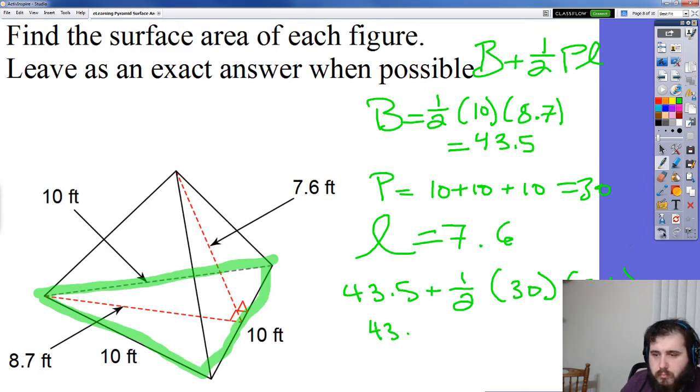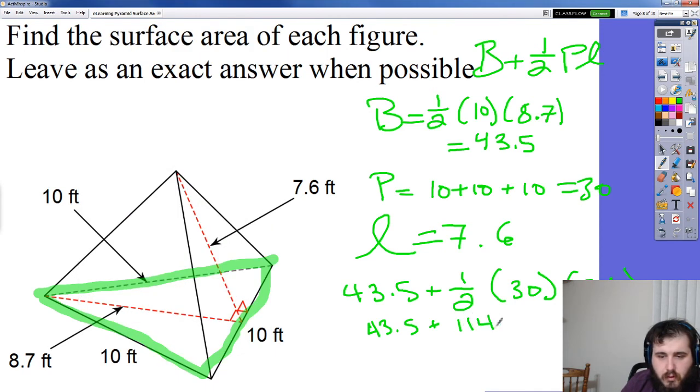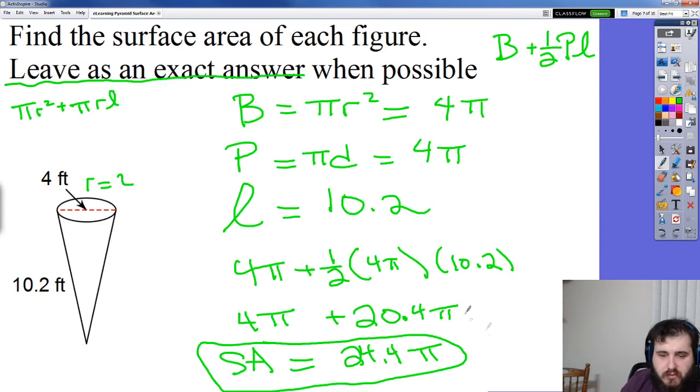You got 43.5 plus this 114. That gives you 157.5. So your surface area is 157.5 feet squared. And I think I forgot the units on the last one. No, yes I did. Feet squared.